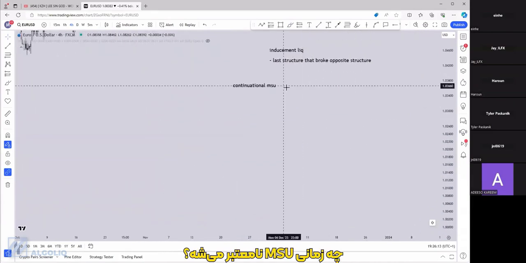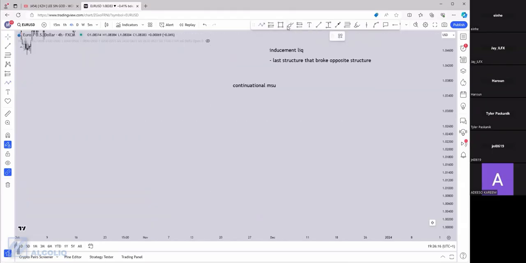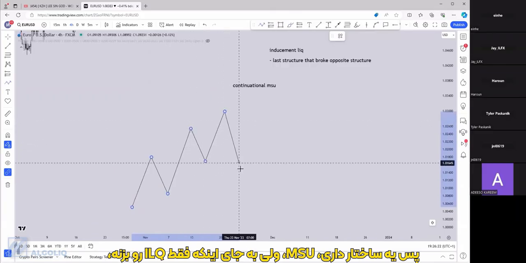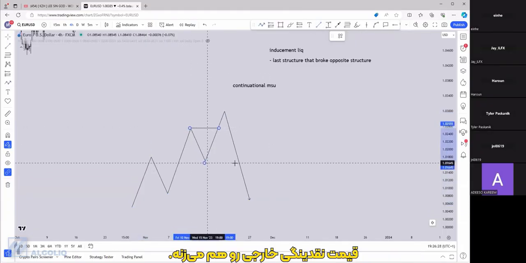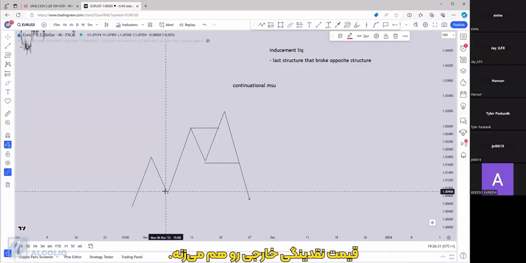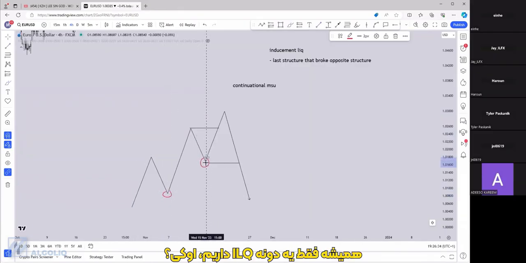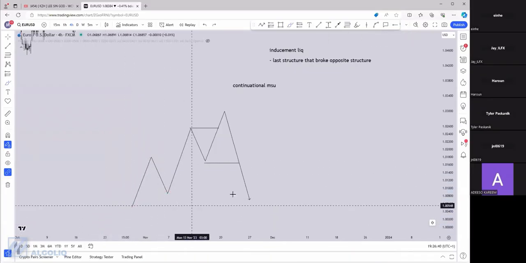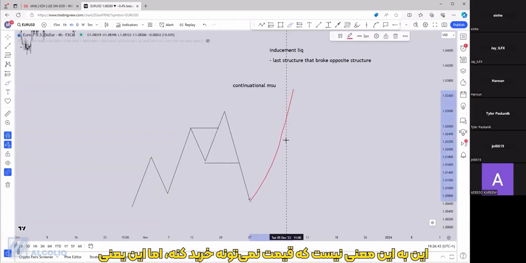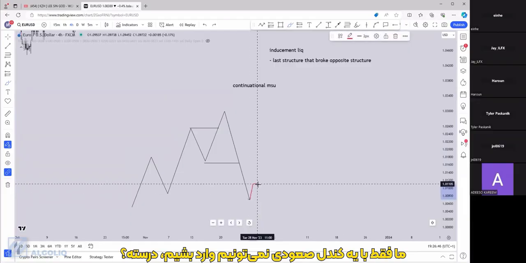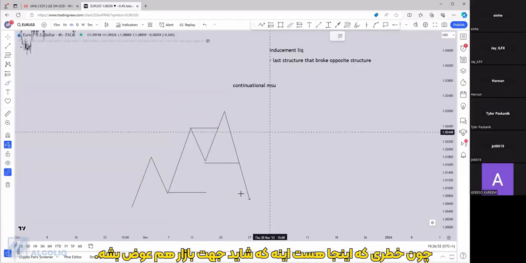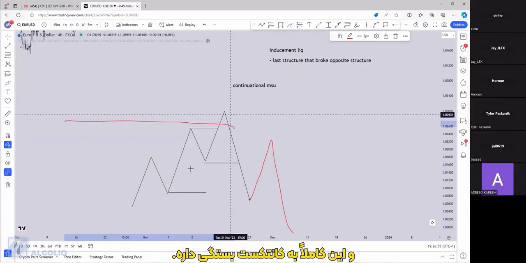When would MSU be invalidated? Is this? So you have some structure, MSU, but instead of just taking ILQ, price takes out external liquidity as well. There's always only one ILQ, okay? And everything before, every single low before, is our external liquidity. That doesn't mean that price cannot buy, but that would mean that we cannot enter on just a bullish candle, right? Because what's a threat here is that we might be changing direction as well. And this will solely depend on context.